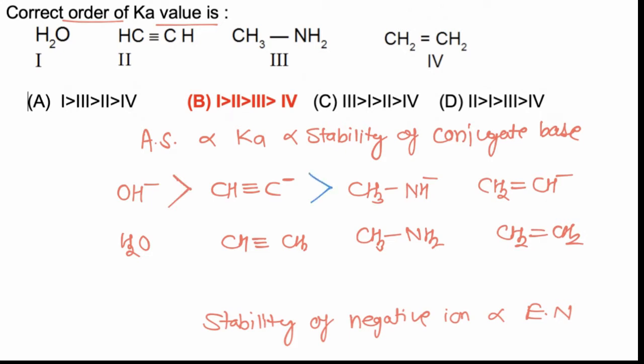Then sp hybridized carbon is more electronegative than nitrogen. So CH triple bond CH negative is more stable than CH3NH negative. Then CH2 double bond CH negative is least stable. So H2O will have maximum K value, then acetylene, then amine, and then alkene, and hence the correct answer is B.